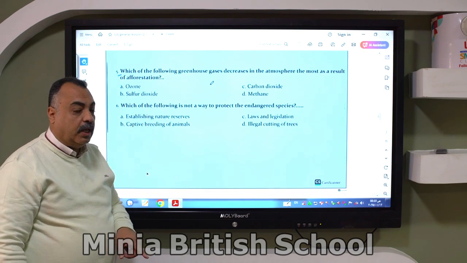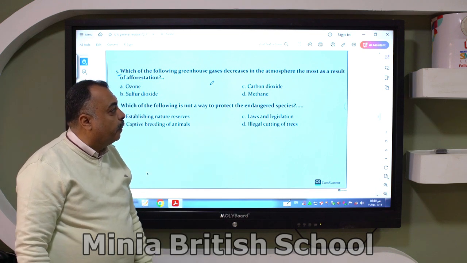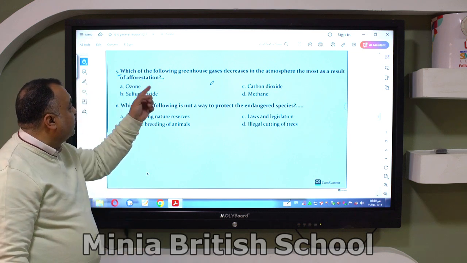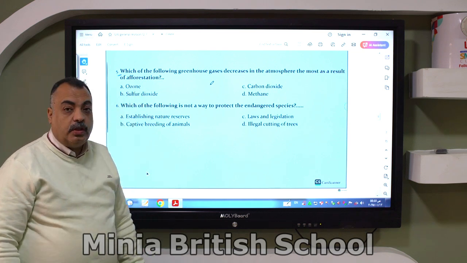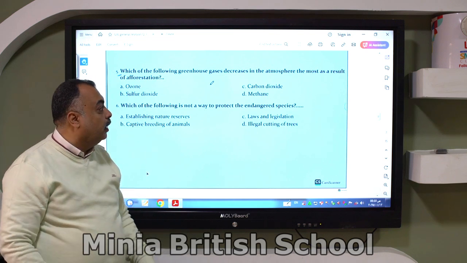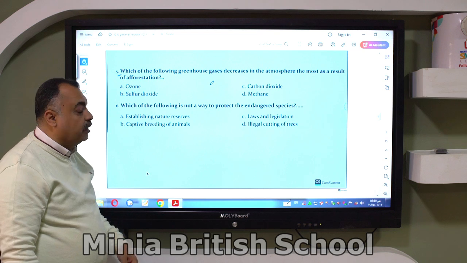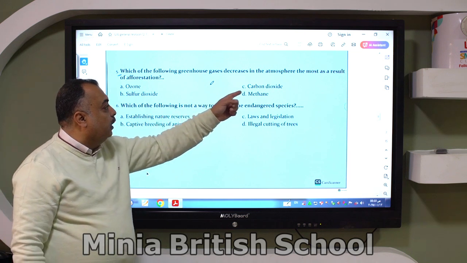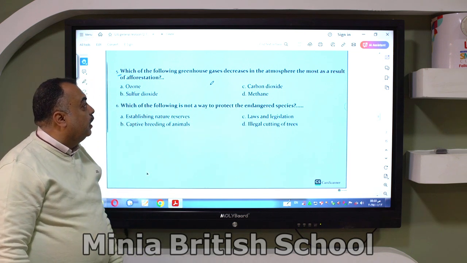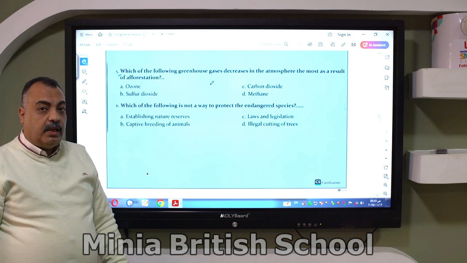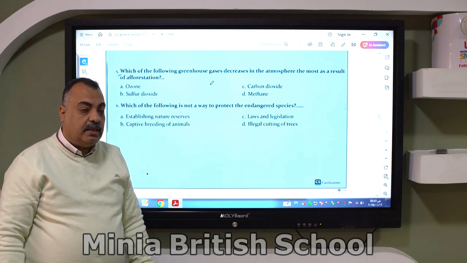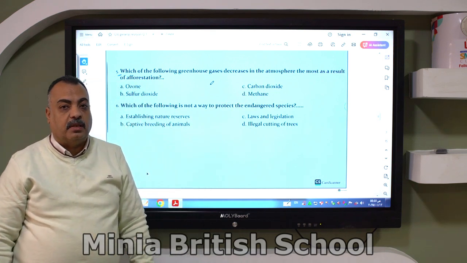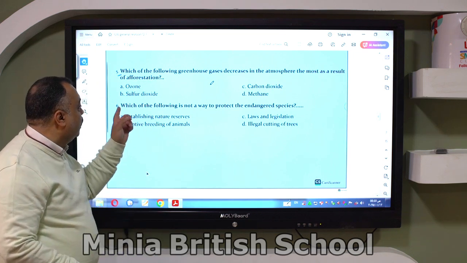Which of the following greenhouse gases decreases in the atmosphere the most as a result of afforestation? Afforestation is the opposite of deforestation. Ozone, sulfur dioxide, carbon dioxide, and methane. Actually, the gas which decreases here by planting trees or afforestation is carbon dioxide, as the carbon dioxide is used in photosynthesis of these plants. Yes, very good. Number 6.